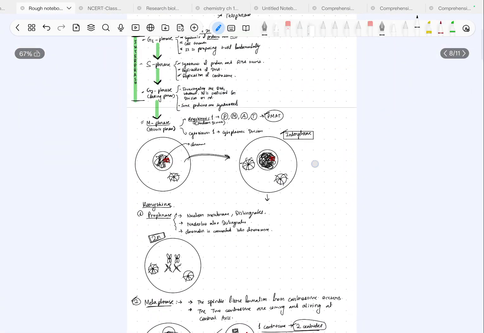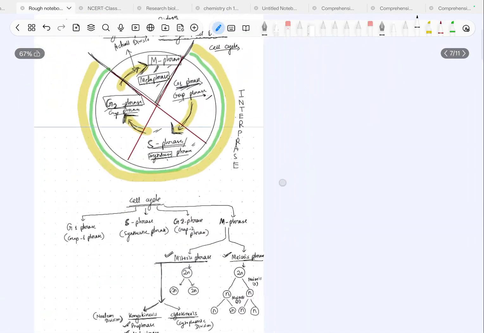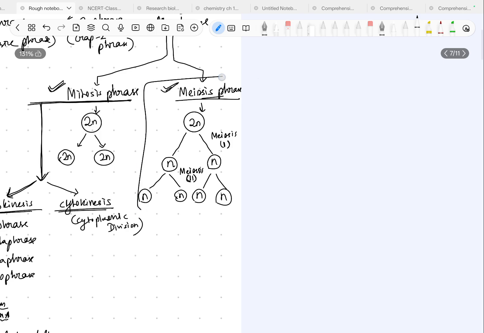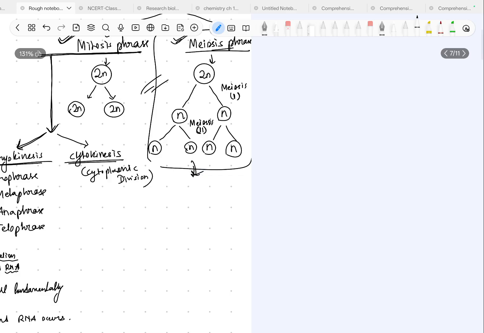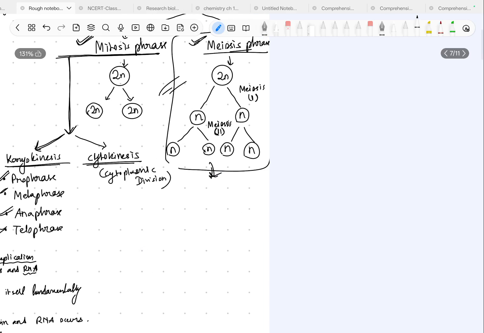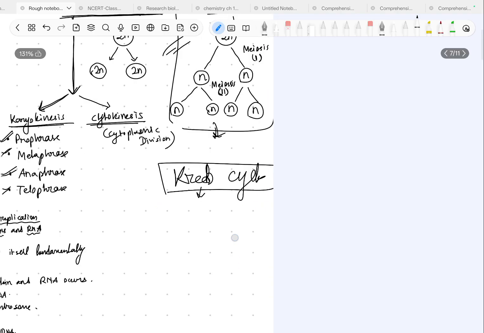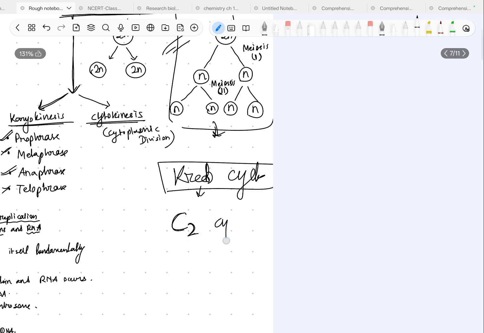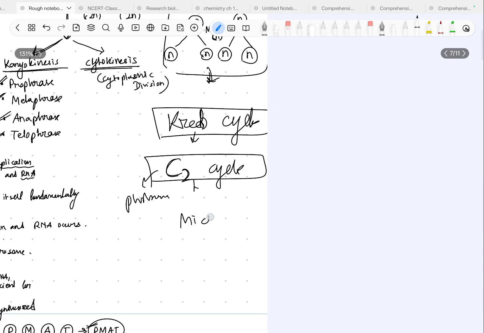Okay, revise all which we have studied. Then in the next class we will go for the meiosis phase. This is the most interesting and the long phase, and then we will go for Krebs cycle. Krebs cycle is difficult, but we will complete it. Then we will go to C2 cycle, which is photorespiration. And before discussing the C2 cycle, we will also discuss the microbodies.